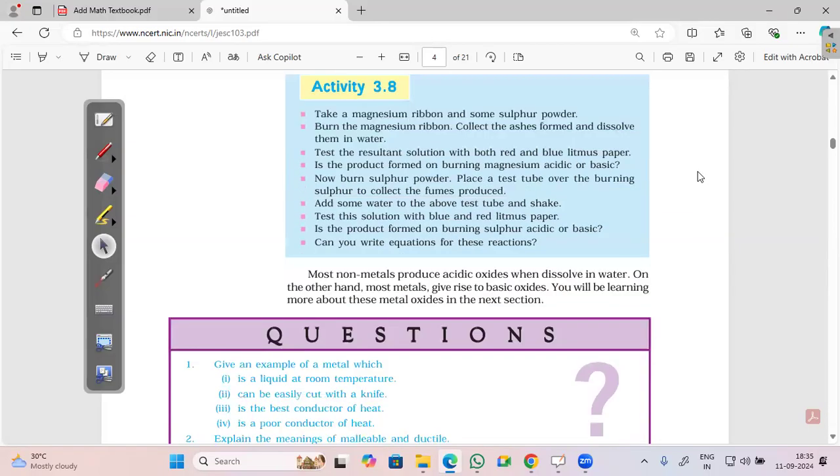Now have a look at this activity and think of what should happen. Take a magnesium ribbon and some sulfur powder. Burn the magnesium ribbon and dissolve the product in water. Test the resultant solution with red and blue litmus. Is the product formed on burning magnesium acidic or basic?